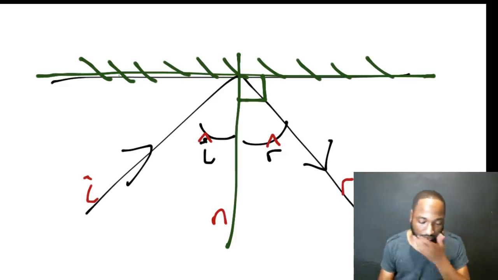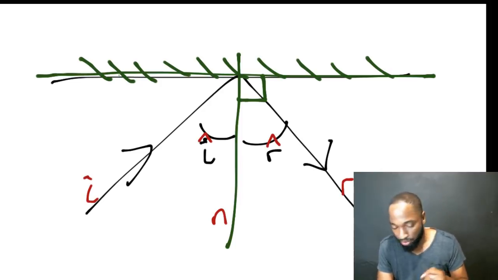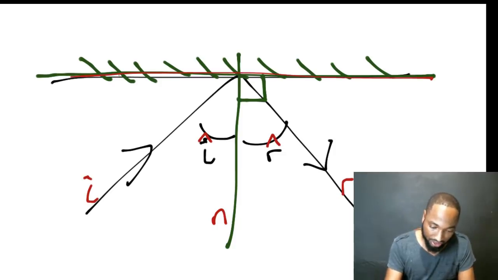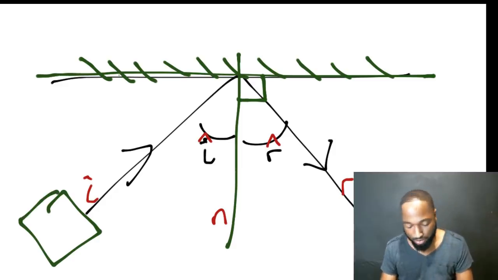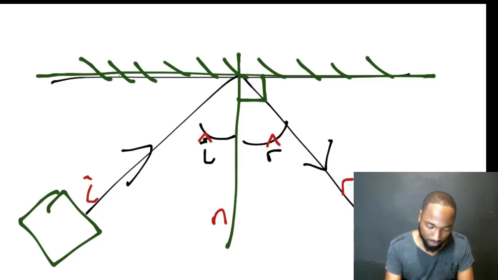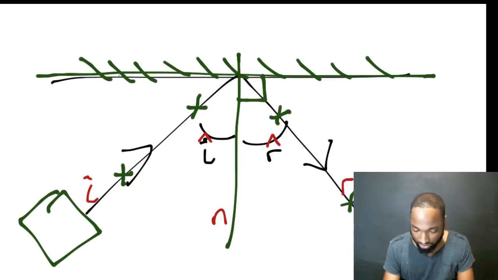If they ask us to do an experiment to verify the laws of reflection, you need to set it up. You need the ray box, a protractor, and a plane mirror. So you put the mirror here, and you set up this experiment using the ray box. You put the ray box right here, shoot out a ray, and let the ray come back. Before you take your protractor, you have to mark off an X there, an X there, an X there, and an X there.